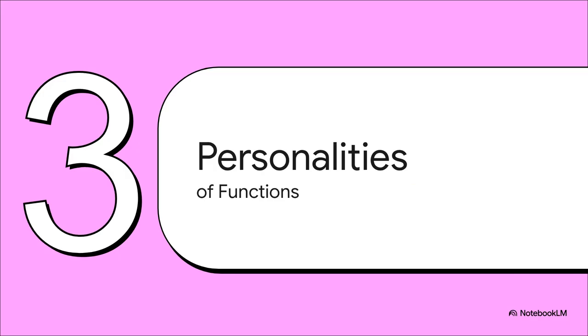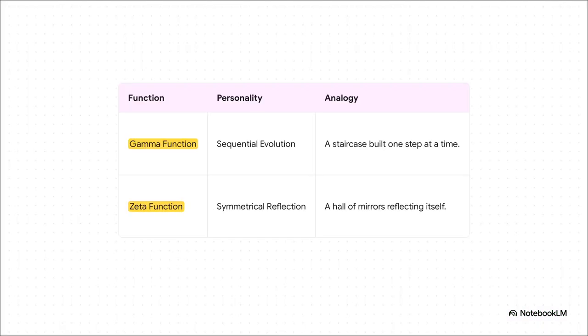This whole idea of behavior gets even cooler. You can start to think of some of the most famous, complex functions as having their own distinct personalities, defined by the unique ways they relate to themselves. Let's meet two of the heavy hitters, the gamma function and the zeta function. The gamma function's whole personality is about sequential evolution. It builds itself one step at a time, kind of like a staircase. The zeta function, on the other hand, is all about symmetrical reflection. It defines itself by staring at its own reflection in a mathematical hall of mirrors.